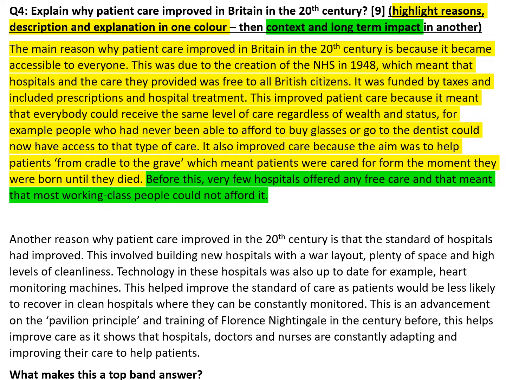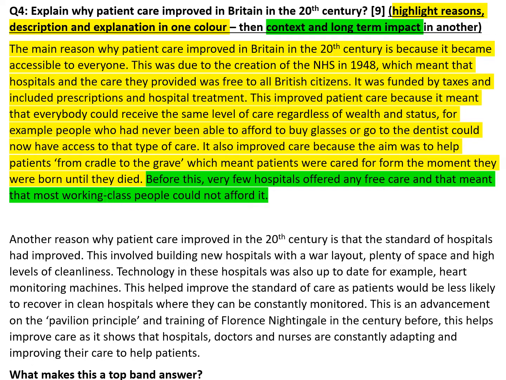So I've given quite a few reasons there. That's a good idea, is to explain with more than one reason. So I've said, my reason is that it was accessible to everybody. Here are my examples. It was free, it was tax funded, you could get glasses, you could go to the dentist. And then I've given a couple of reasons why that's important. And then I was running out of time and I couldn't really think of many things for context and long-term impact. So I've just done it in a sentence, but sometimes that's all you can do and that's better than nothing and it could get you the top marks.